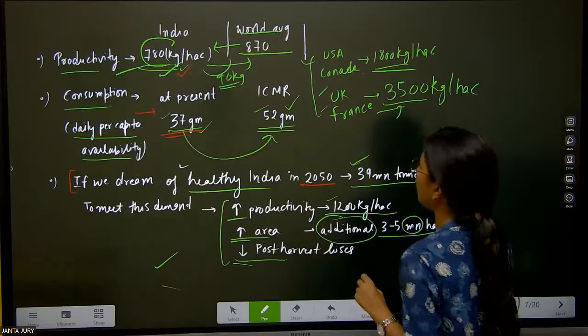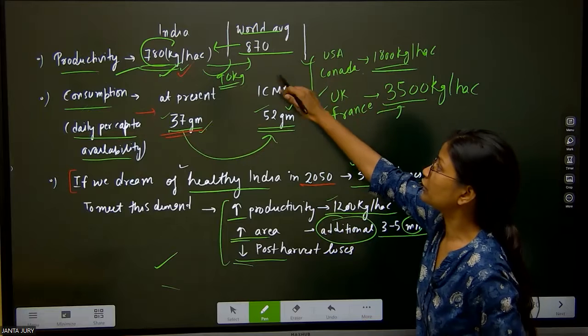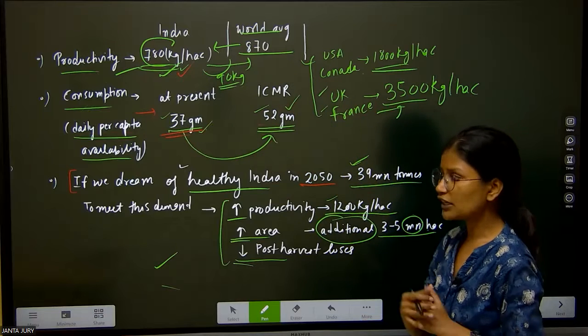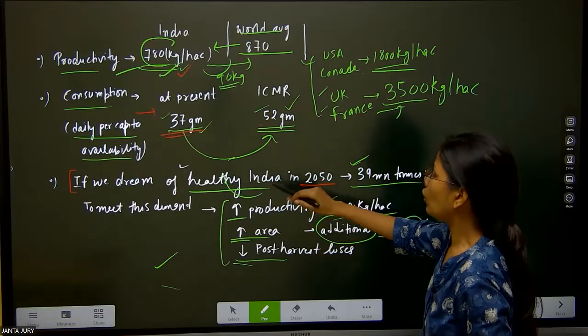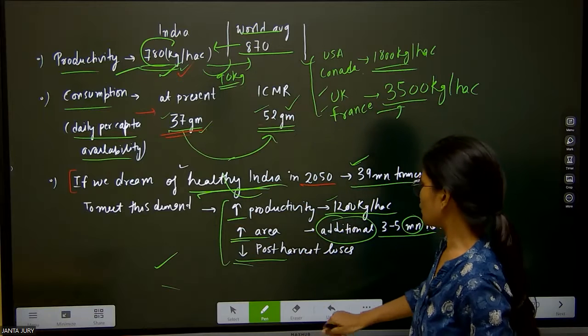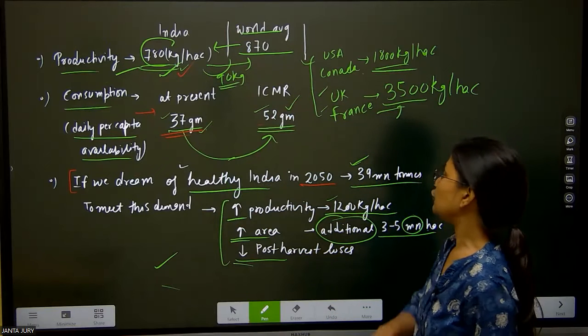Then we have compared the productivity of India with the world, the consumption level, and what we need to know or what we need to do in order to achieve a healthy India by 2015.